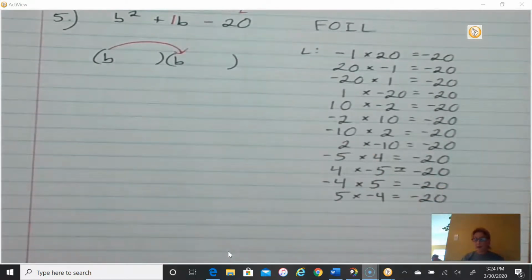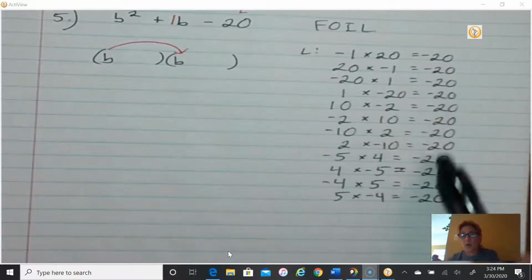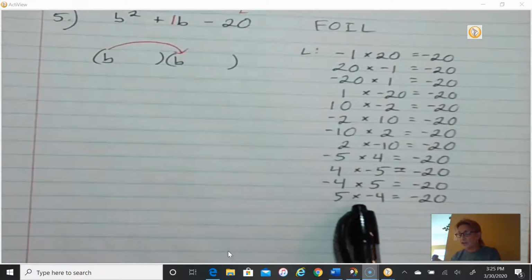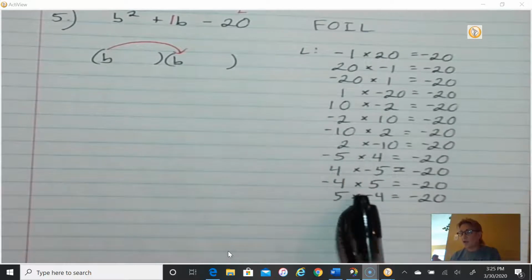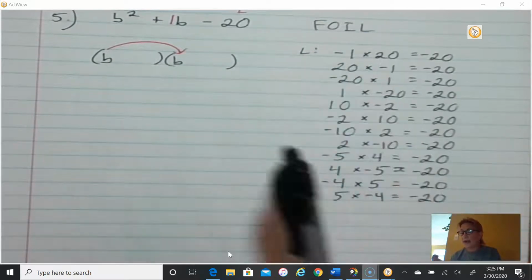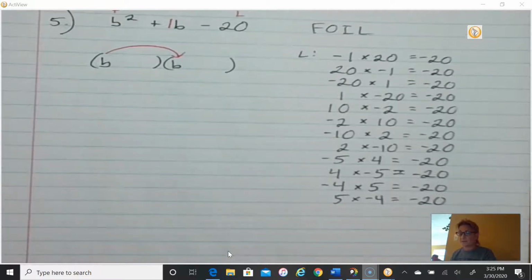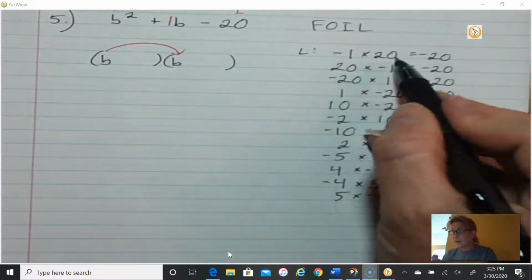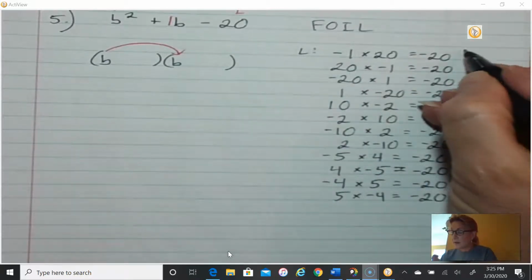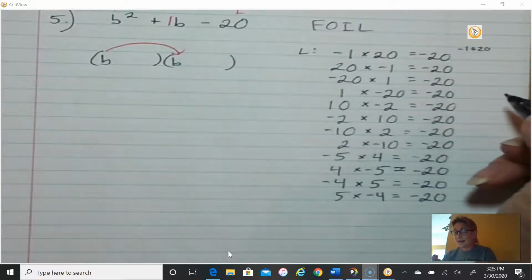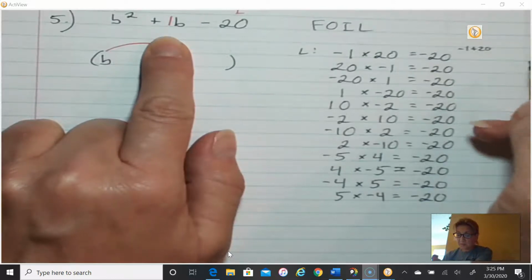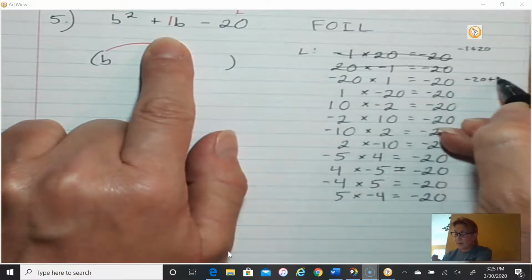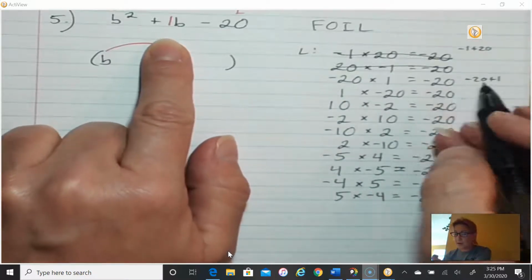Okay? But now we got that down. We don't know which one though, because we now got to find which one when added. If we change this to an addition sign, which one of these pairs when added gives you a positive 1? All right, so let's look. If I added these two together, negative 1 plus 20, does that give me a positive 1? Nope. So that doesn't. Negative 20 plus positive 1, does that give me a positive 1 answer?